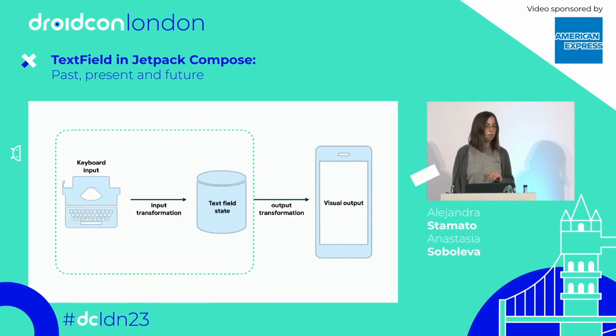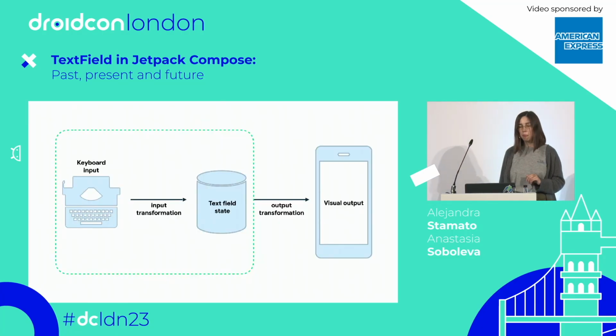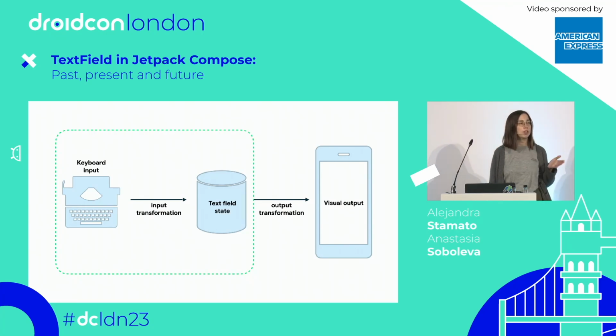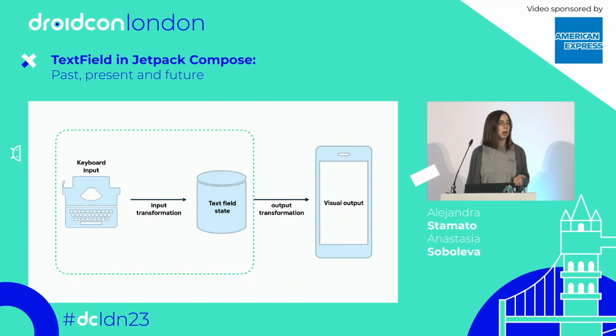Okay, so we've covered the input transformation. In our example with the verification code, that would be limiting the number of characters to 6 and also accepting either digits only or capital letters.